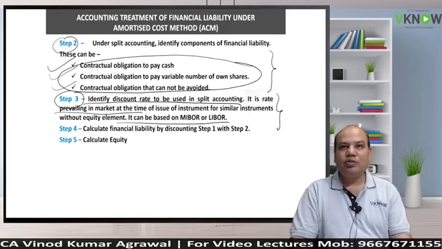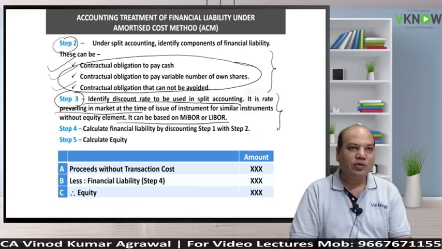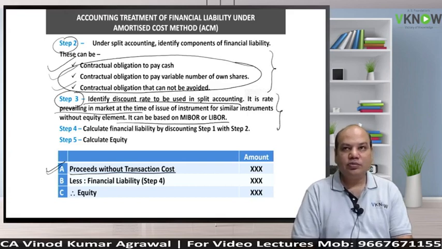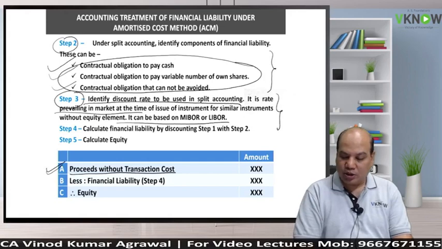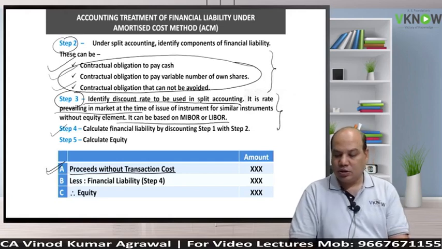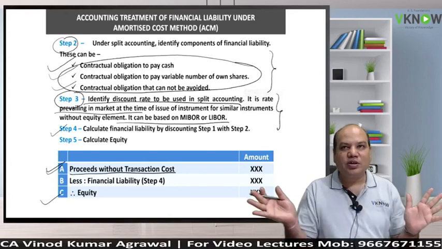What about equity? Equity is the residual figure. As the definition of equity also says, equity is the residual figure. First you compute equity by calculating proceeds without transaction cost, and then deduct the financial liability as computed in step number 4. The balance is equity. If there is no transaction cost, your answer will stop here as far as splitting is concerned.